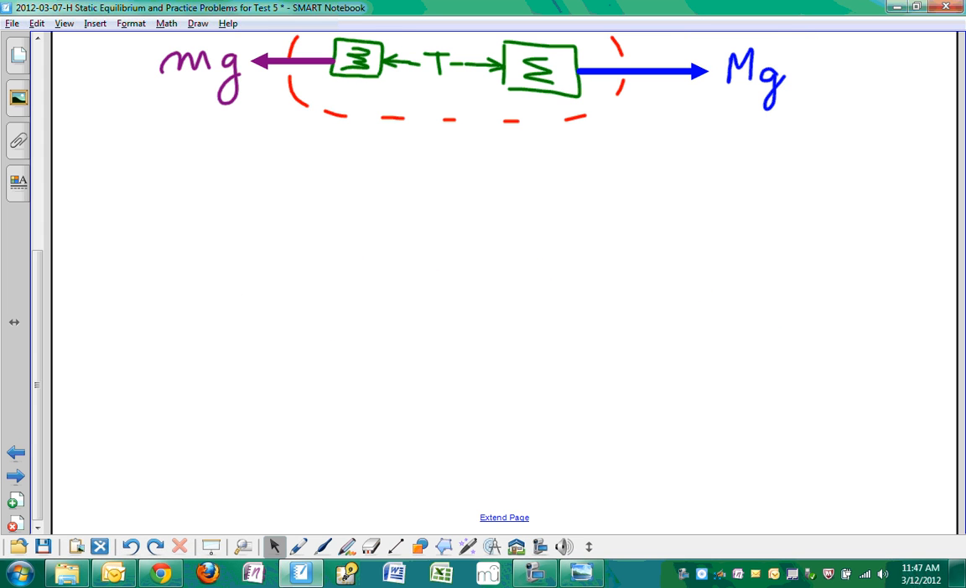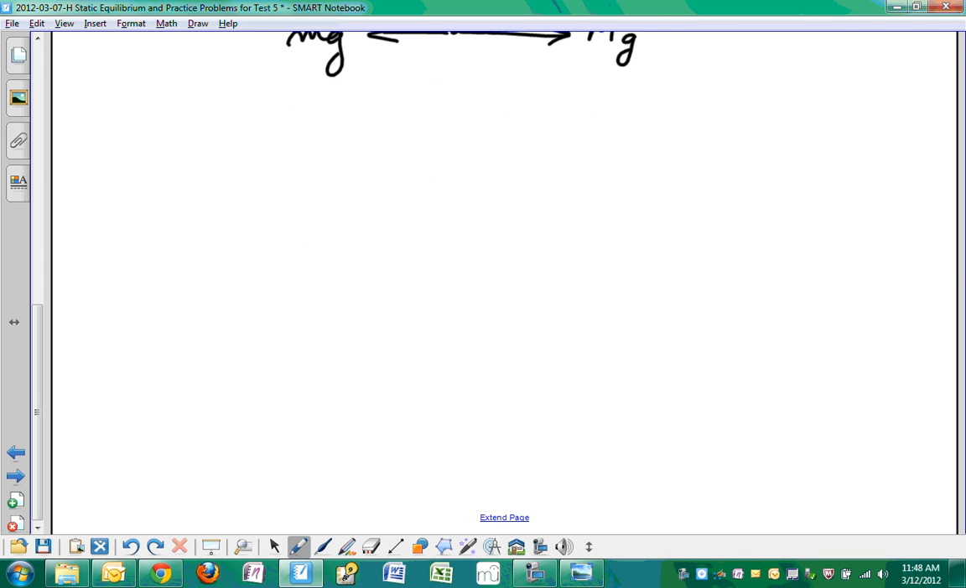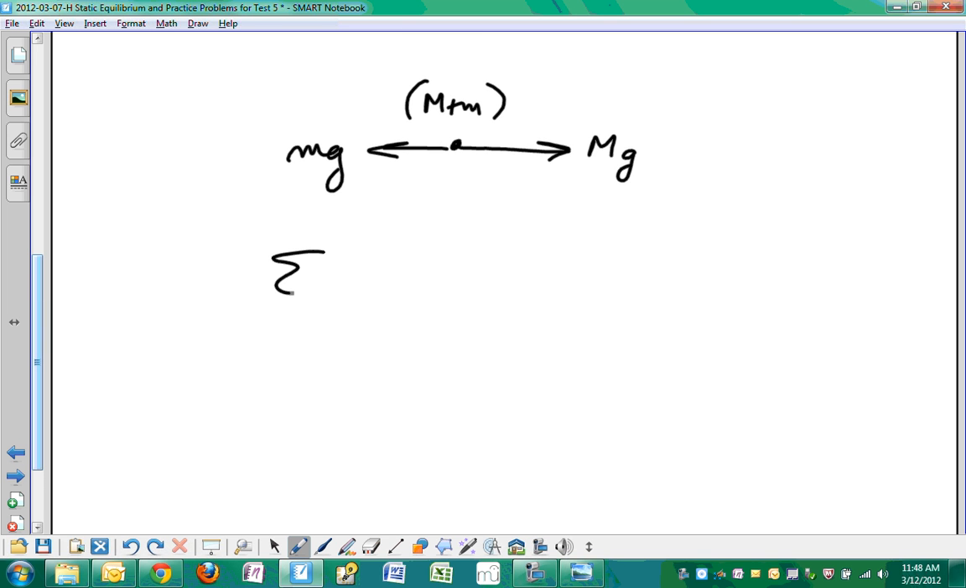So we can just simplify to this. We're just going to say this is M plus m, and we have big Mg working in the positive direction and little mg working in the negative direction. Do you see that simplification? We just represented the whole system now as one dot, just one aggregate mass.